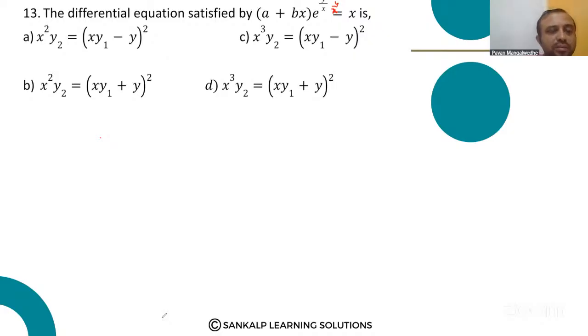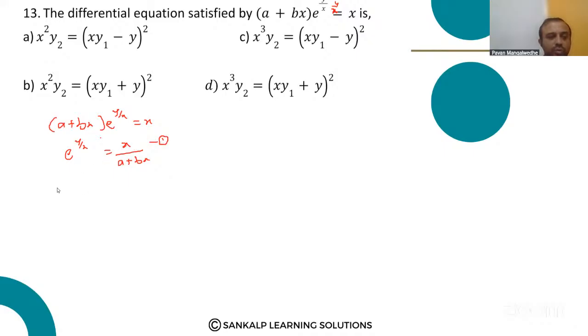So it can be written as, start writing with the given equation, that is a plus bx into e raised to y by x, which is equals to x. First, try to simplify with the isolation of the exponential term. So e raised to y by x is equals to x upon a plus bx, on transposing a plus bx to RHS. You can call this equation number 1.